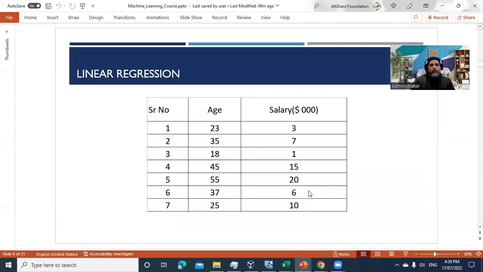All right, so we're going to start with regression, and within regression, we're going to discuss linear regression. For example, we have a simple data set with age and salary. Regression is where you can predict a numerical value based on another existing value, considering there's a linear relationship between these two values. Obviously, one of the values is going to be independent and one of the values is going to be dependent.